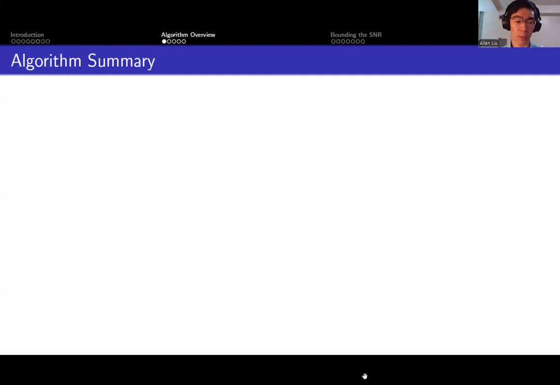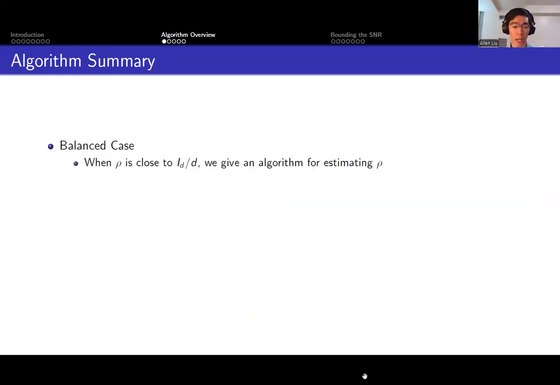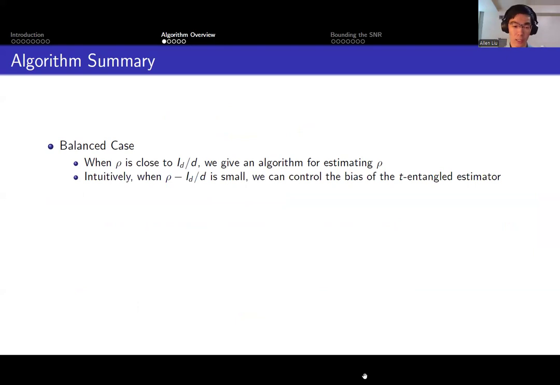Okay, so now let me say a bit about the technical part of our algorithm. First, our algorithm consists of two steps at a high level. The first step is what we call the balanced case. What we mean by this is when rho is somewhat close to maximally mixed, we'll give an algorithm for estimating rho. The reason why this case is nice is that when rho is somewhat close to maximally mixed, we can control the bias of a natural t-entangled estimator and then average our estimator over a bunch of batches.